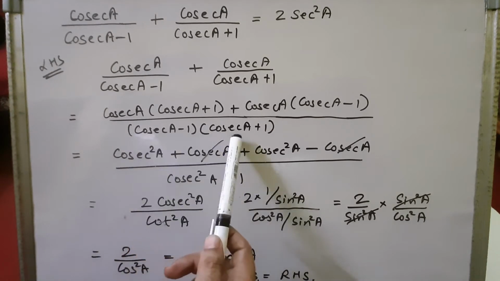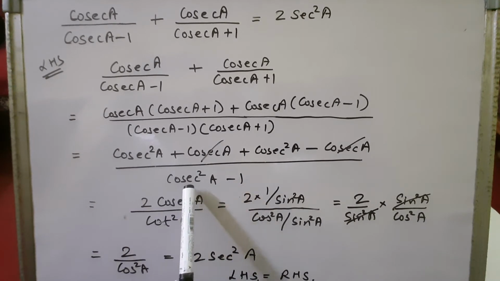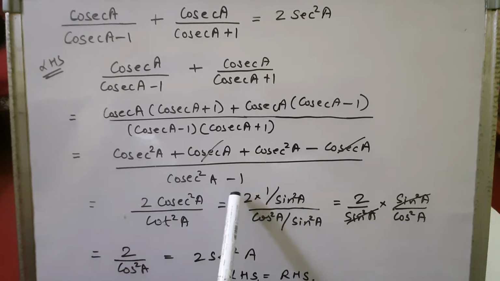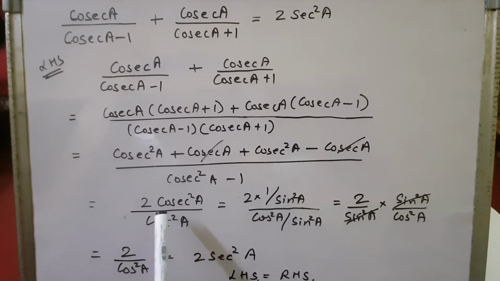cosec in the denominator, a plus b, a minus b, it will be a square minus b square. That means cosec square a minus 1. So in the fundamental identity we have studied that cosec square a minus 1 is cot square a. Right? Cot square a. So 2 cosec square a upon cot square a we will get.